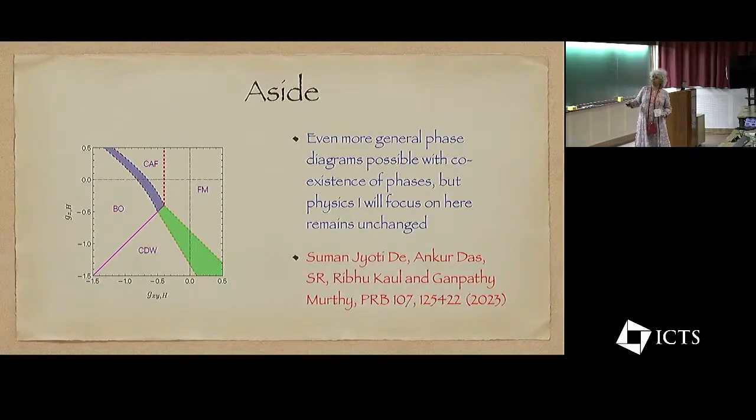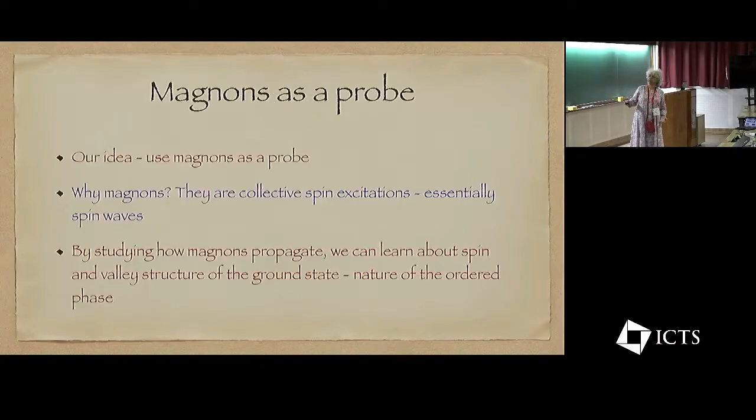Just as an aside, you can even have coexistent states, which we worked on a while ago, but I'm not going to talk about that here. What we wanted to ask is whether one can use magnons as a probe to find out which of the ground states is realized. Magnons are essentially collective spin excitations, and by studying how magnons propagate through these states, one can try to see which ground state is realized and study the nature of the ordered phase.